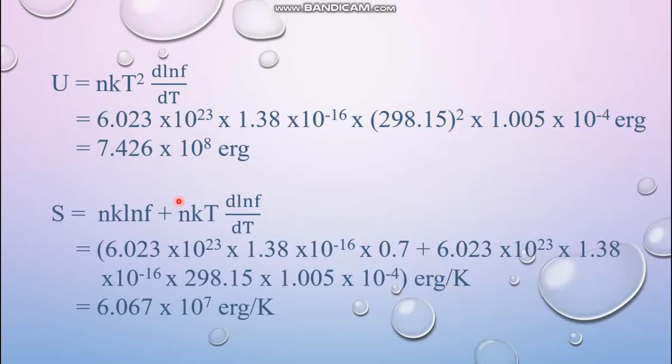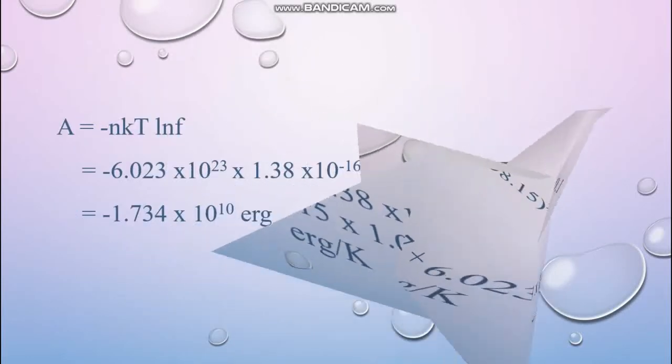If you combine the units of all these terms, then you must get the output erg per Kelvin, which is definitely the unit of entropy. Okay, and the result of this calculation is 0.067 into 10 to the power 7 erg per Kelvin, or in SI unit it should be 6.067 joule per Kelvin. Okay, now find out the value of A.